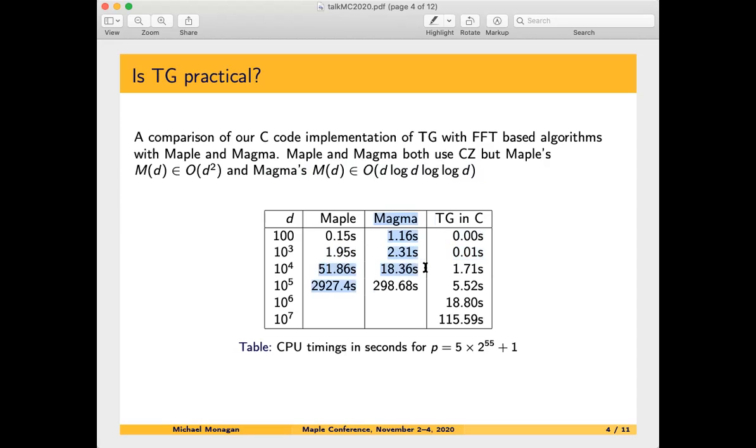At 10,000, you can see that Magma's fast FFT-based polynomial arithmetic is starting to gain on Maple, and that there's a further gain the further we go down the table. But over here on the right, you can see that the tangent graph method really is a lot faster than the Cantor-Zassenhaus algorithm. So I have a C code for implementing the tangent graph method.